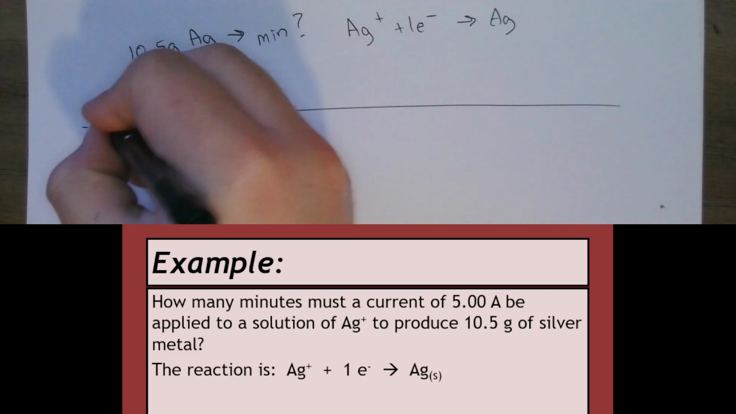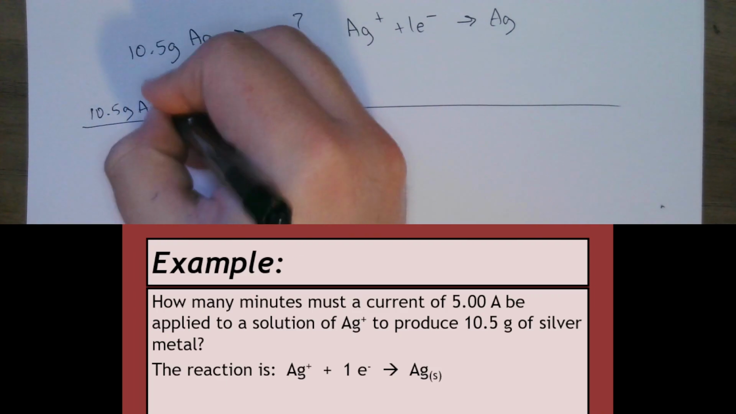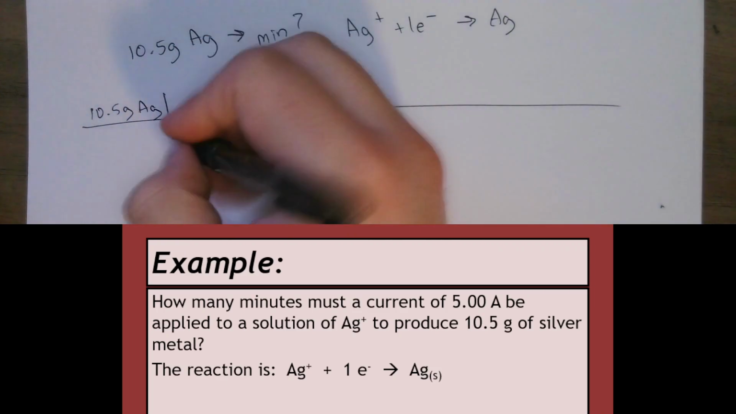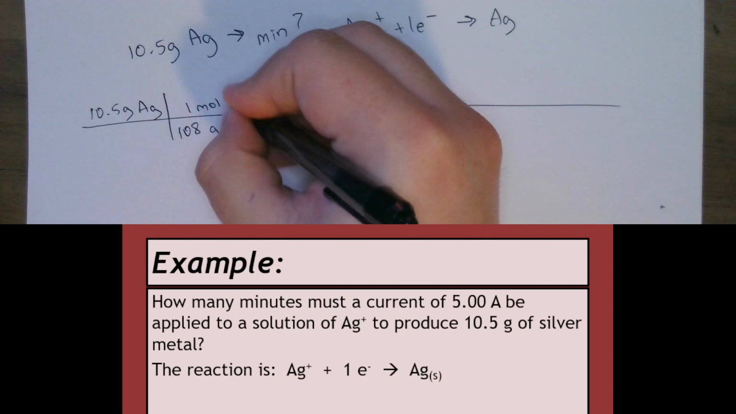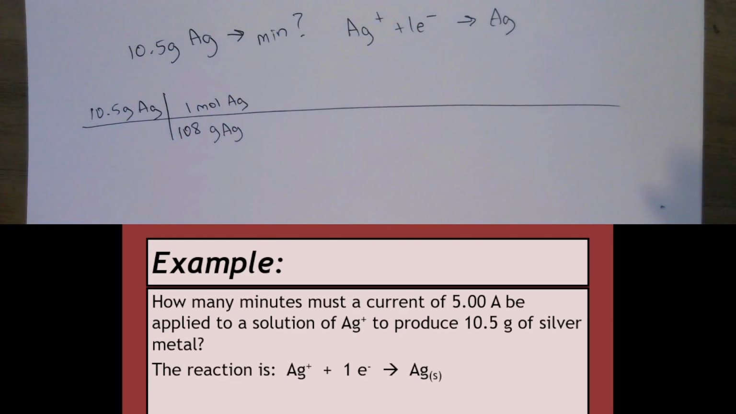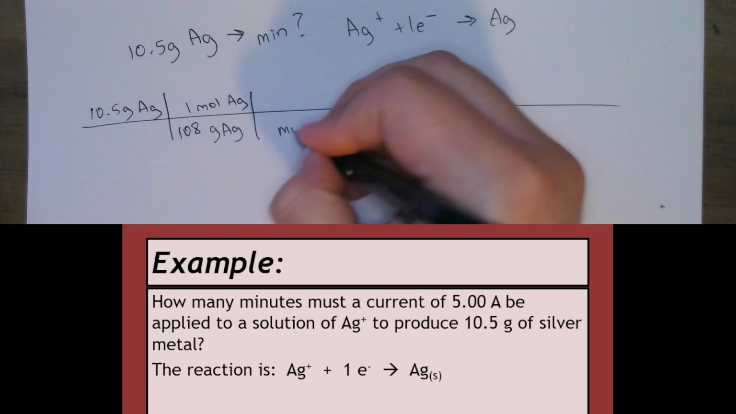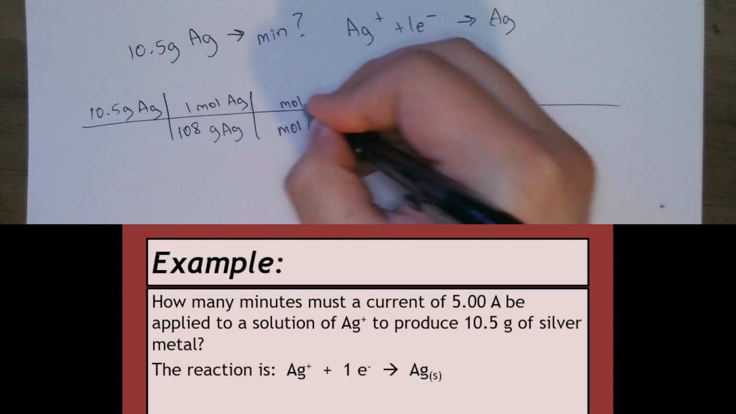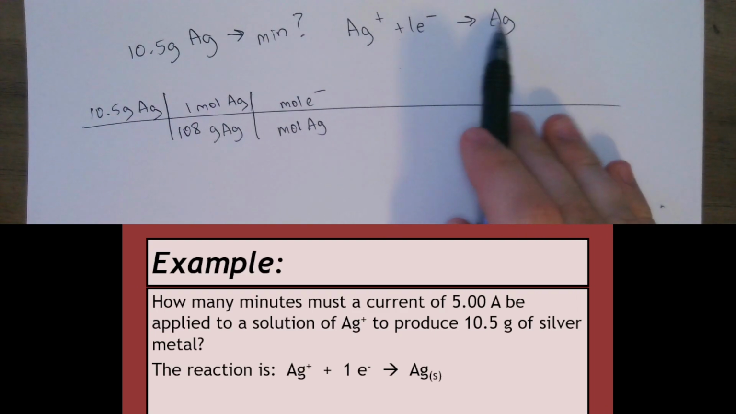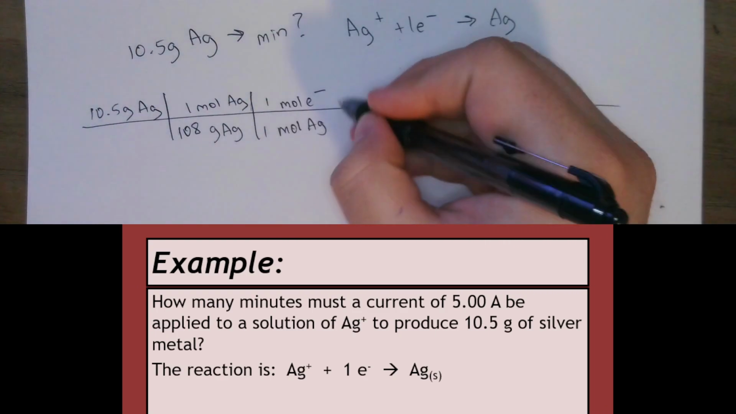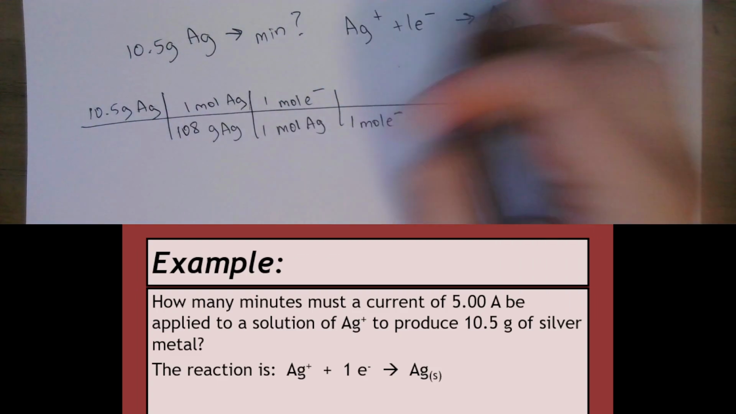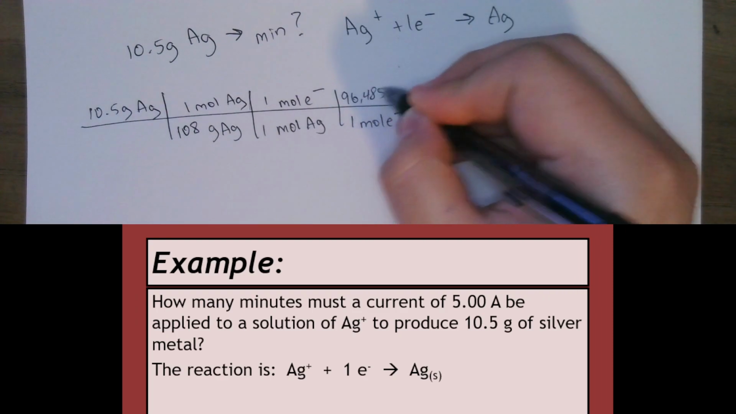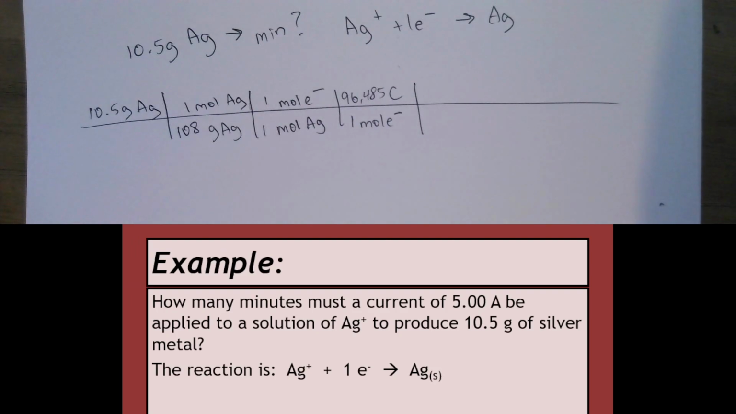So I'm going to start with 10.5 grams of silver. I'm going to turn that into moles of silver. So that's about 108 grams of silver for 1 mole of silver. And then we're going to go through those backward steps. I'm going to turn moles of silver into moles of electrons. This time, fortunately, we just have a 1-to-1 ratio. So just put a 1 on each side. Moles of electrons we're going to turn into coulombs using that constant from the last problem. There's 96,485 coulombs in a mole of electrons.